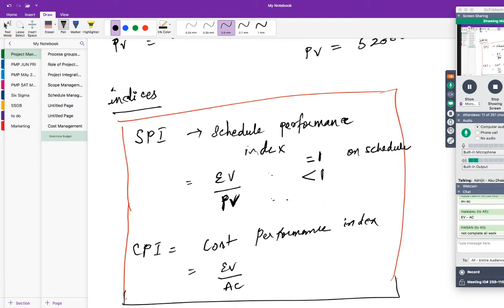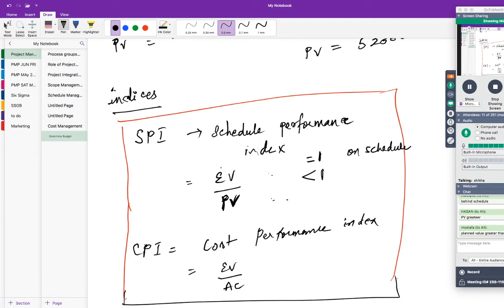Behind schedule. Behind schedule, right? So when would you get less than 1? When which is greater? When your PV is higher than EV, then only you get less than 1, right?